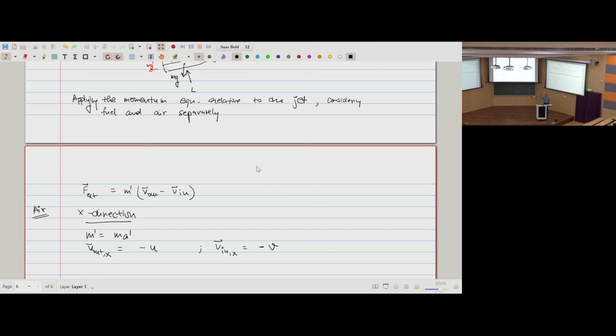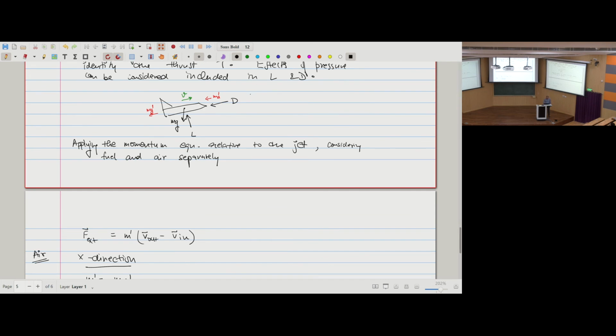I mean, if you wanted to derive from first principles, you could do that. You'll get the same. So we'll consider them separately and take the rate of change of momentum because of fuel and air separately, and that will become the total force acting on the system. If I take air starting with the x direction, because we're talking about vectors here, x direction is the direction along the direction of motion, and y is the direction that is normal to the direction of motion.